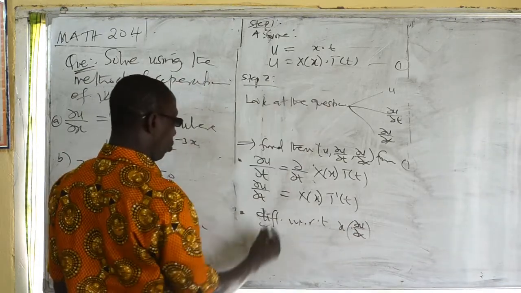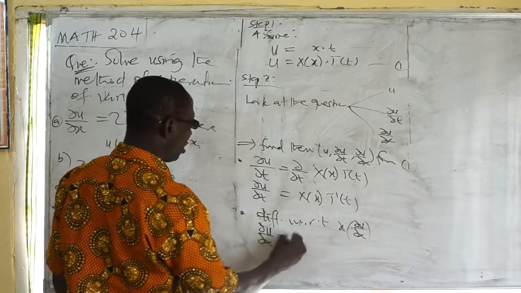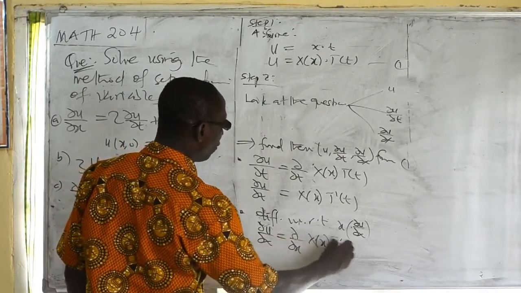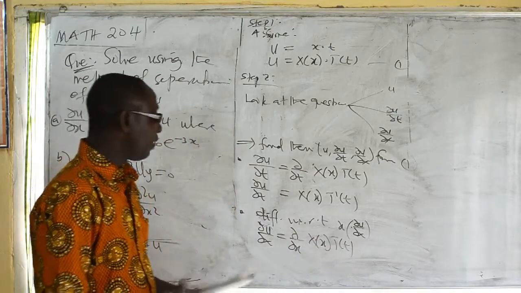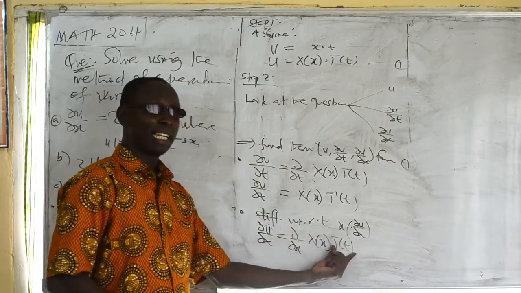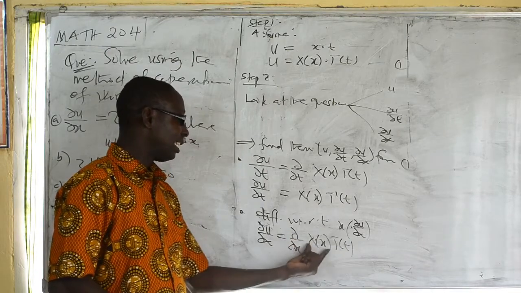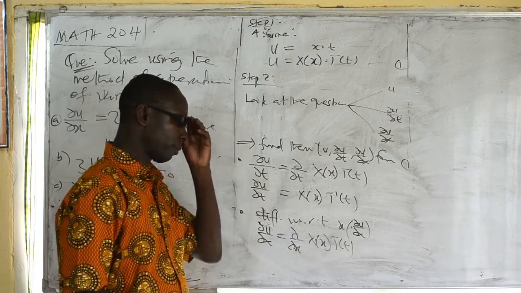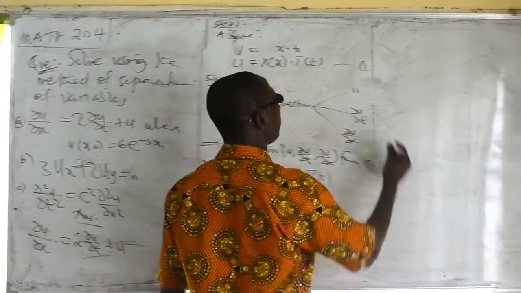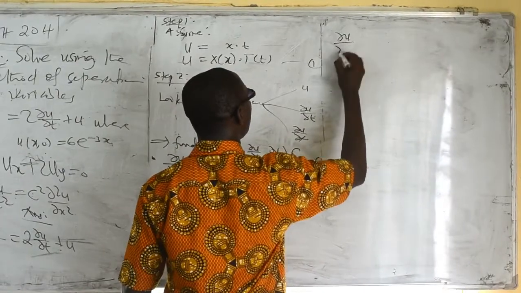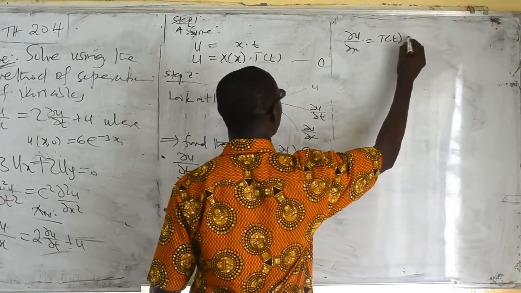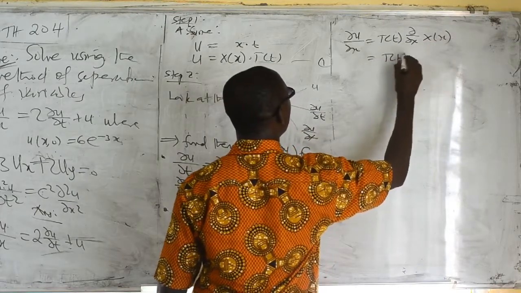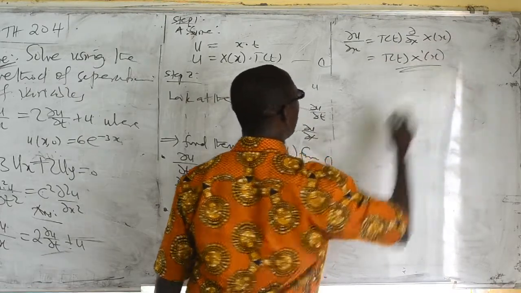So we differentiate u with respect to x. X(x) T(t). If I'm differentiating this with respect to x, there is no x in T(t). So this one will come back here. Then the derivative will only affect X. Okay, so let's move on. So we have du/dx equal to T(t) will come back, then the derivative will only affect X. So we have T(t) X'(x). So now we have gotten them.